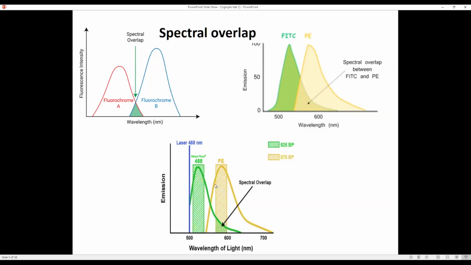Dr. Thulasi, there is a question in the chat box. Yes, by Dr. Shanti. She's saying emission spectrum entirely depends on the fluorochrome and the antibodies. Do the antibodies have any role in it? Antibodies have no role in it. Emission spectrum is completely a property of the fluorochrome.